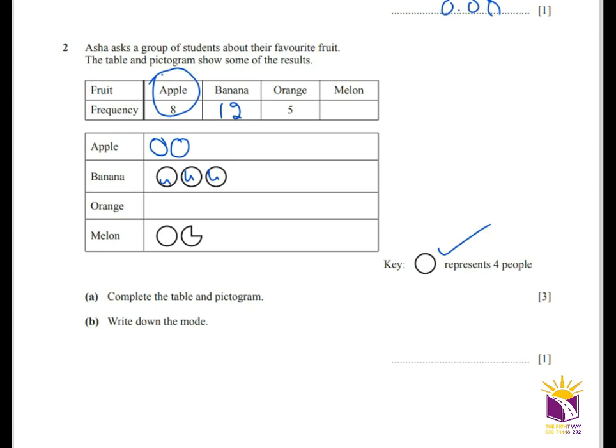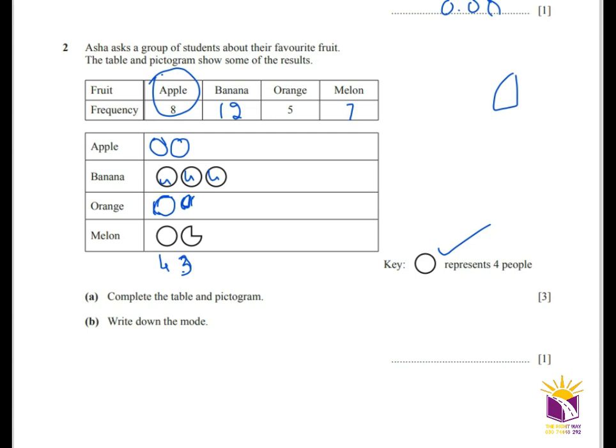Orange is in the table, not in the pictogram. For orange, you are going to draw a complete circle for the value of 4. Now for the value of 1, because you have a total frequency of 5, you are going to draw 1 quarter of a circle. For the melon, which is in the pictogram but not in the table, it will be 4, and the third quarter means 3, and 4 plus 3 will be equal to 7.